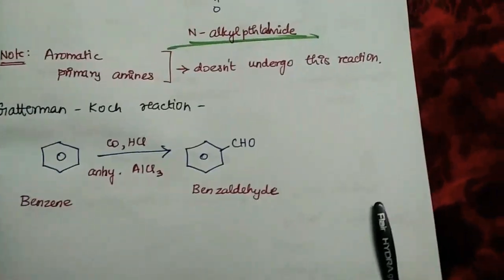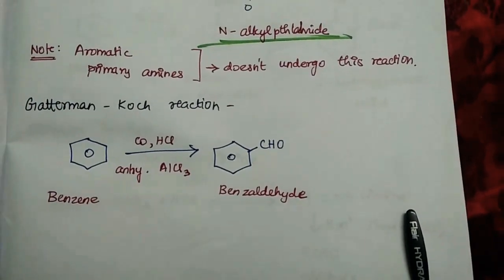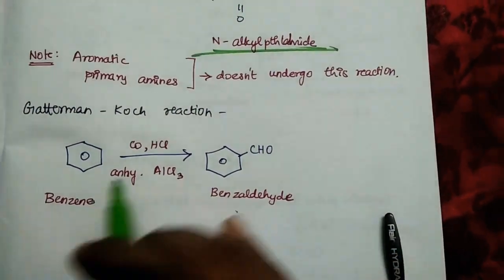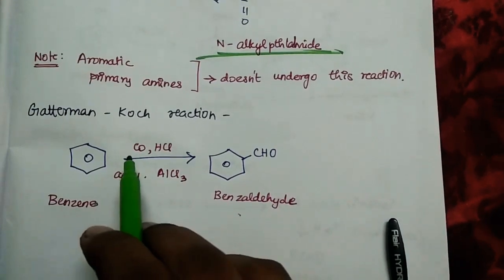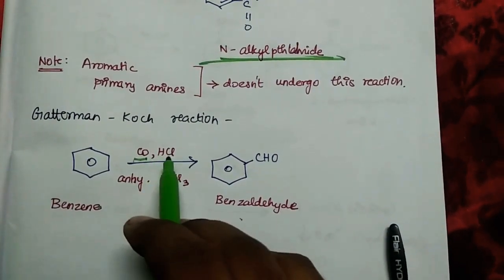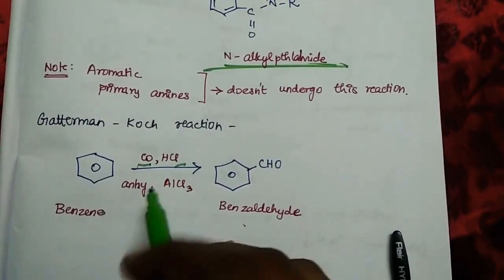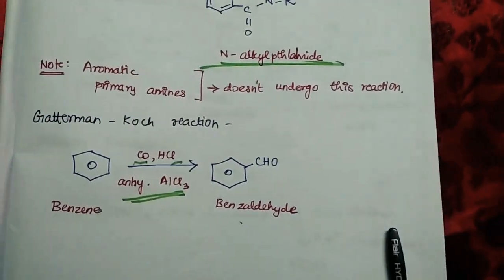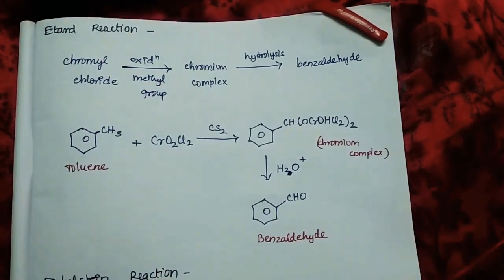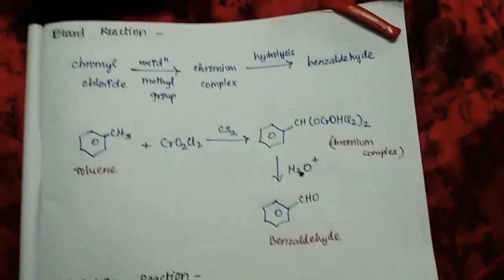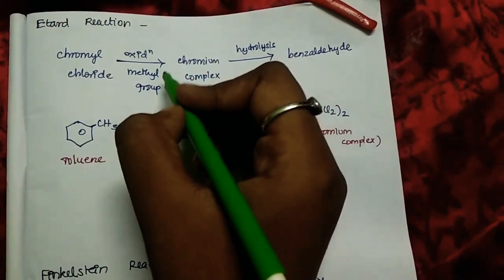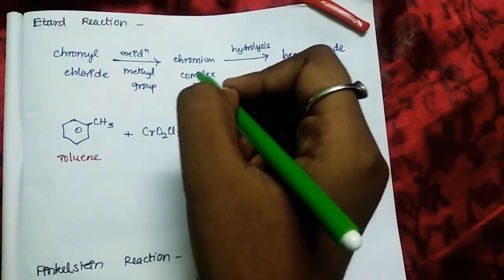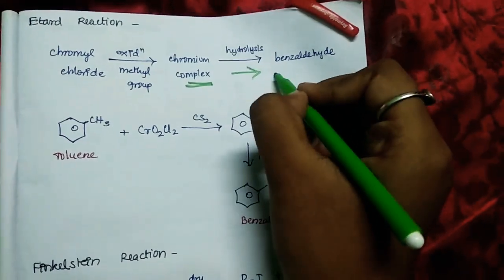And then Gattermann-Koch reaction. In this, the benzene is converted into benzaldehyde. This takes place in the presence of carbon monoxide dissolved in hydrogen chloride and in the presence of anhydrous aluminum chloride. Next reaction is Etard reaction. In this, chromyl chloride oxidizes the methyl group and gives a chromium complex. The chromium complex is then hydrolyzed to benzaldehyde.